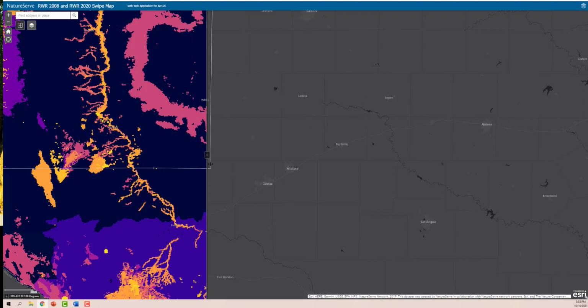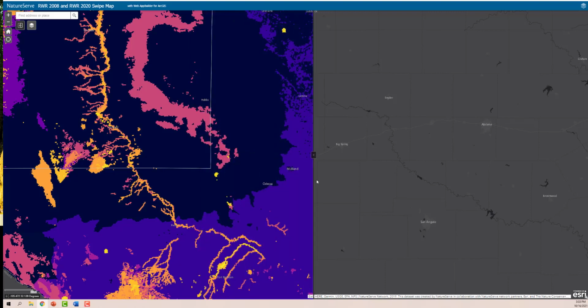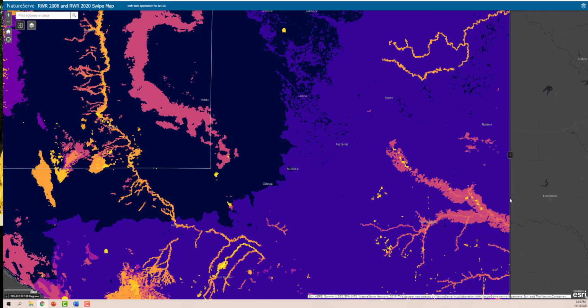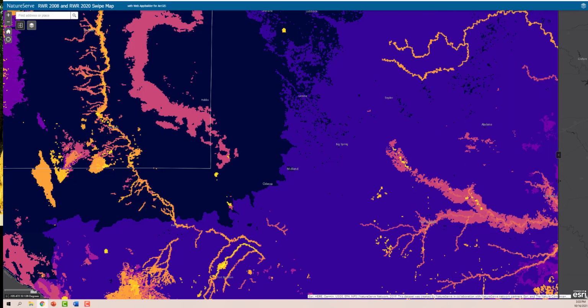Okay, so again, if we look here, we can definitely see this model is identifying some pretty specific areas in terms of their need for conservation. And so if you look at this pattern, what do you think that this might represent? I hope that you're saying it looks like a river, and it is indeed a riverine system.